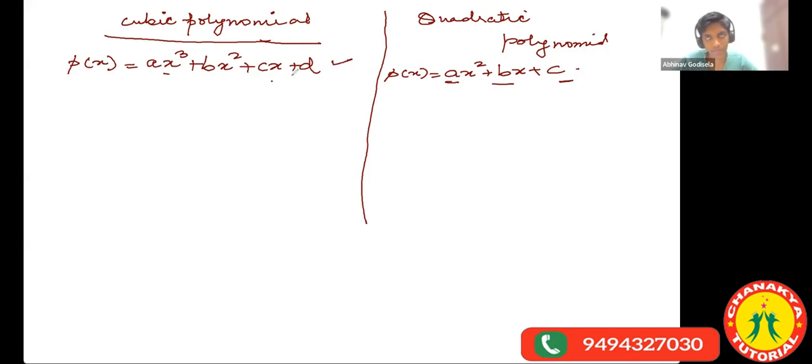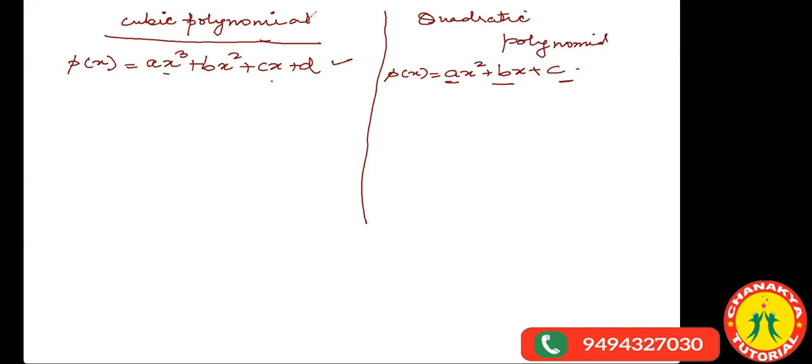Okay. Now next thing is, here the highest power of x is 2 in a quadratic polynomial. So the zeros are alpha and beta. Clear? Here the quadratic polynomial has two zeros, and this cubic polynomial has 3 zeros. So alpha, beta, gamma will be the zeros. Clear? Here alpha, beta only.